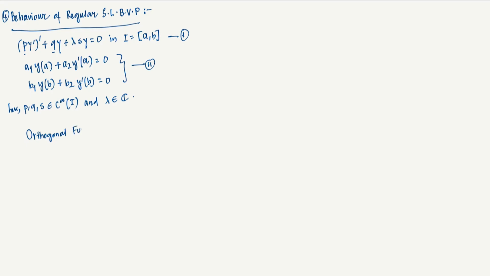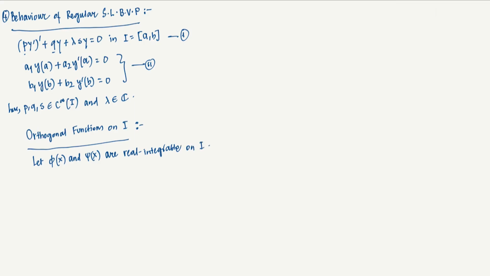Orthogonal functions on the interval I, that's the definition. Essentially, let's say you are given two functions, phi of x and psi of x, and they are real integrable functions. We are assuming they are Riemann integrable on I.